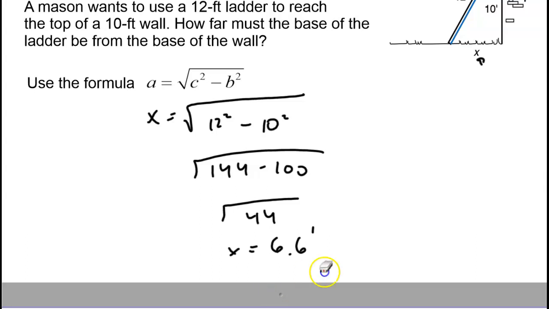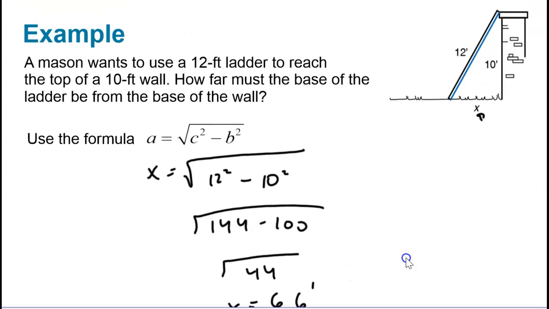So when we come back up here to our problem, 12 feet there, 10 feet here, and so this missing piece where the ladder leans up against the wall is 6.6 feet.